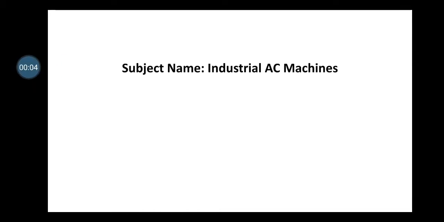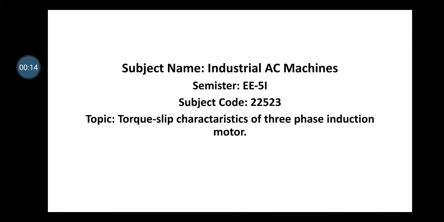Subject name: Industrial AC Machines. This is a third year subject. Subject code is 22523, and the topic of today's lecture is torque slip characteristics of a three-phase induction motor. Myself, D. P. Sonone, from Electrical Department.